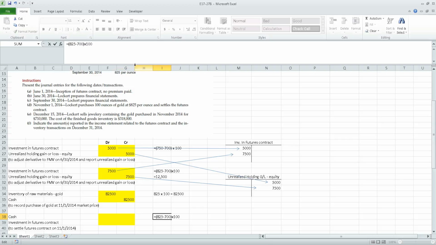I forgot to make that a non-calculable cell.